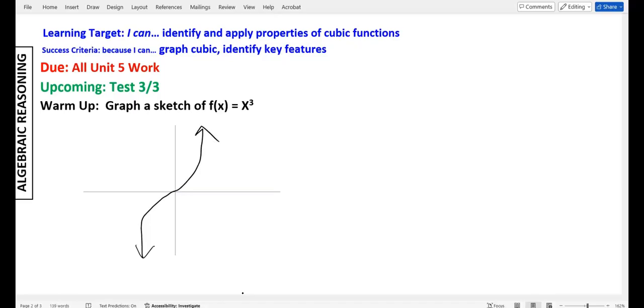Sketch that. Let's do some notes real quick. You got to know cubic function.